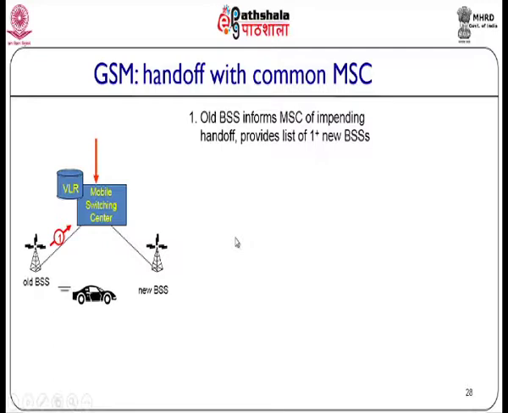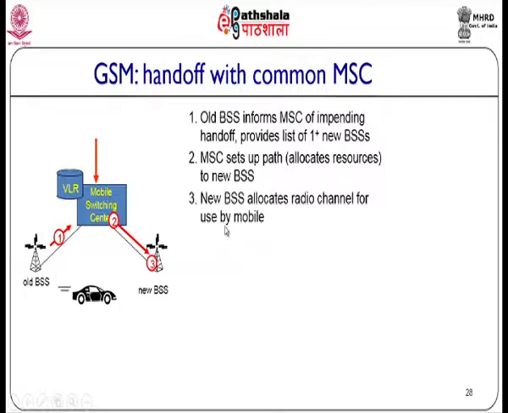So, let us see what happens when you have this complete set, the various steps that we have here. The first step is that the old BSS informs the MSC of a handoff that is about to take place, and it provides a list of new BSS to which this can be transferred. Now the MSC sets up the path to the new BSS. That is your step 2. In step 3, this new BSS will allocate a mobile channel for use by this mobile, and it will signal the MSC and the old BSS that it is ready to make the call.